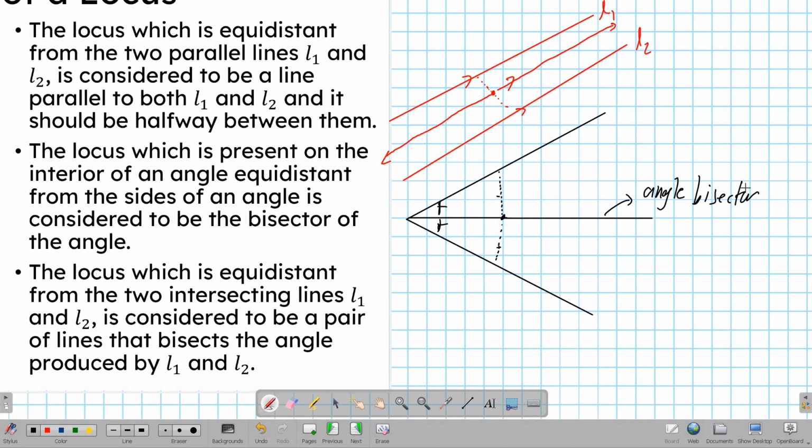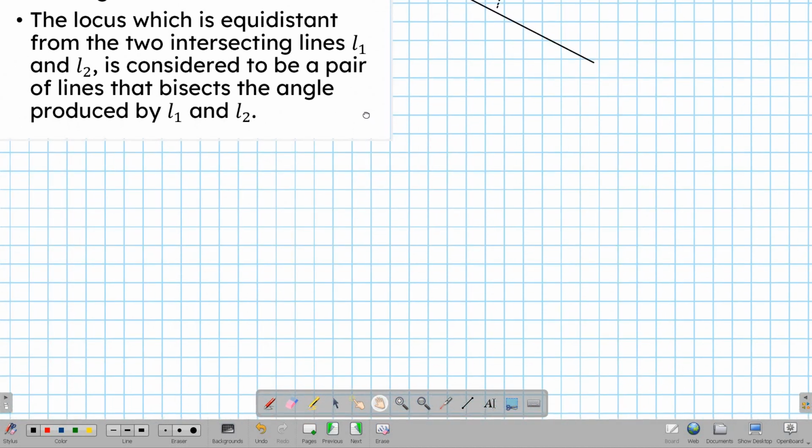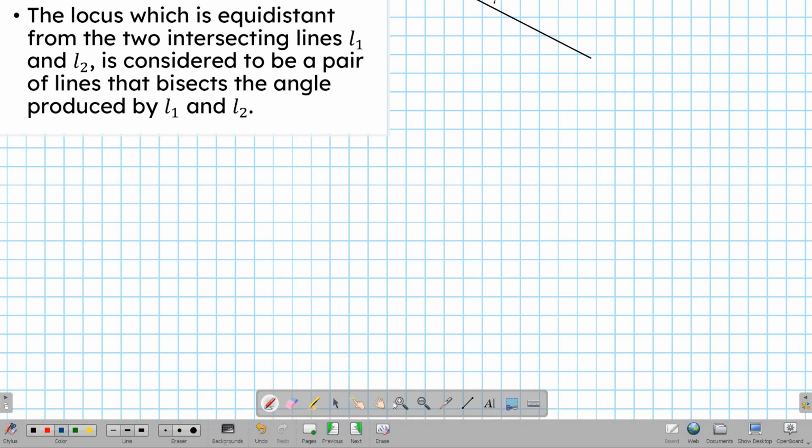And in continuation to that, the last locus theorem states that the locus which is equidistant from two intersecting lines is considered to be a pair of lines that bisects the angles produced by the two lines. So, halimbawa, we have these two lines. Yan. L1 and L2.